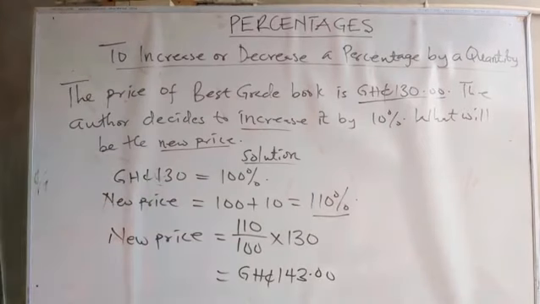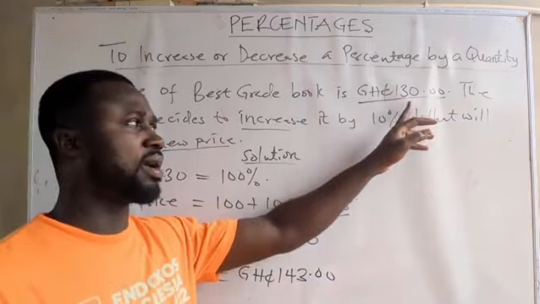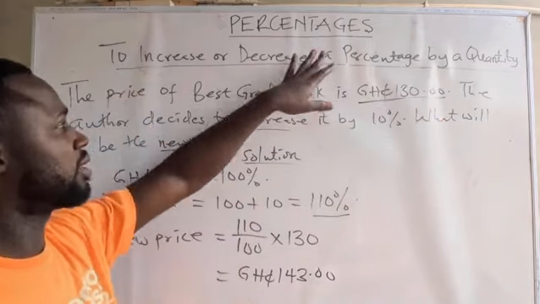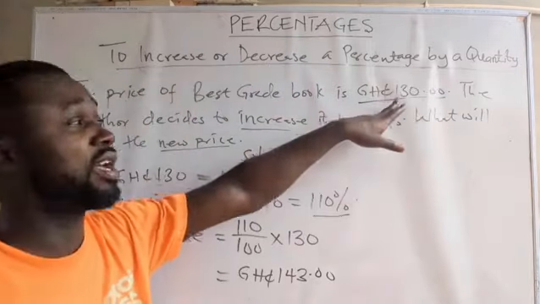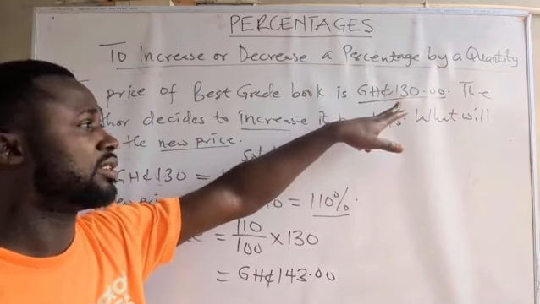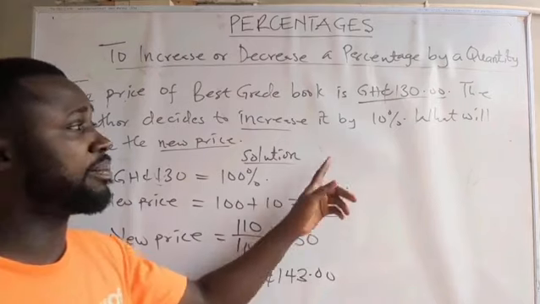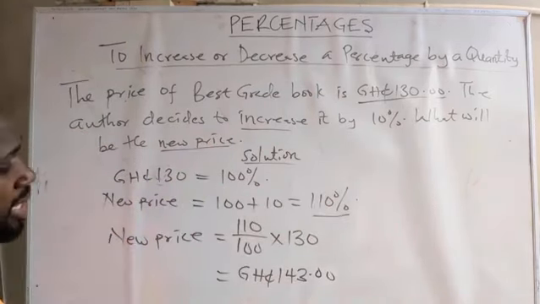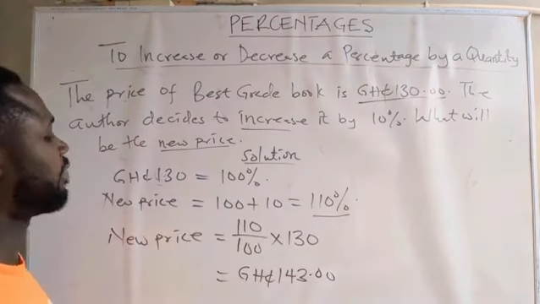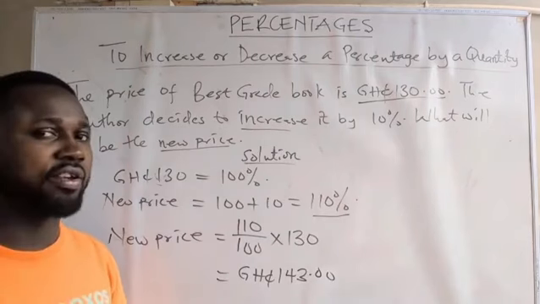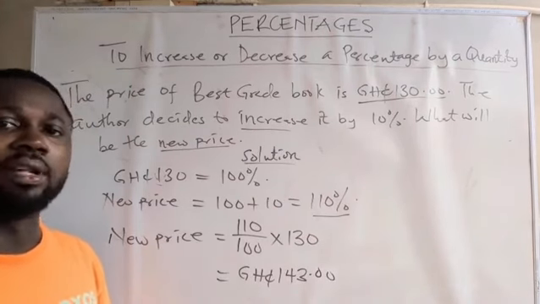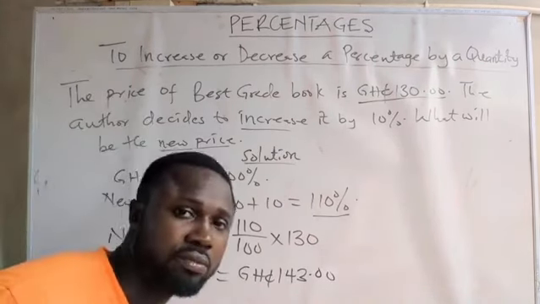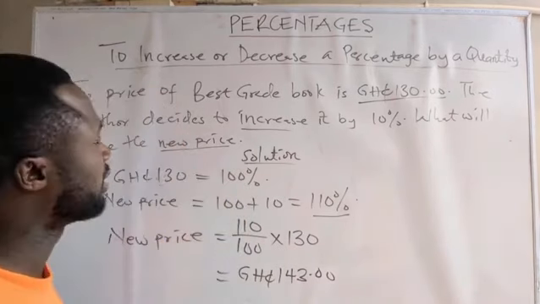So what it means is that if the author is going to increase the price of the book from 130 to 143, then that is 10%. So if I'm increasing the price of the book by 10%, then the new price will be 143. I believe you get it. Let's solve maybe two more examples on this.